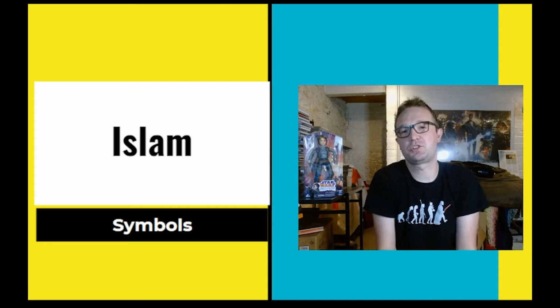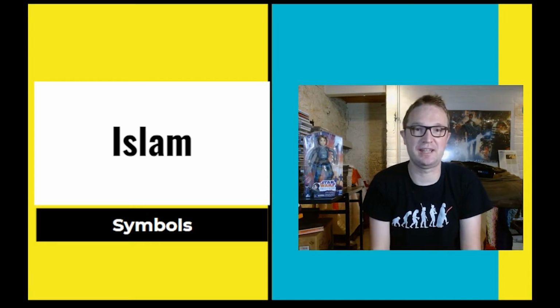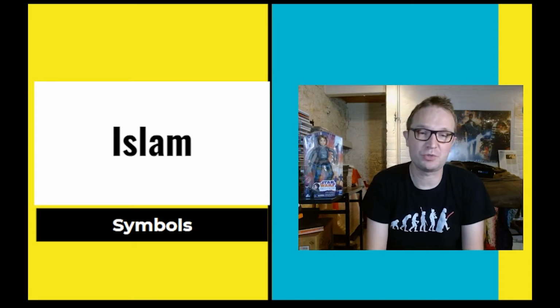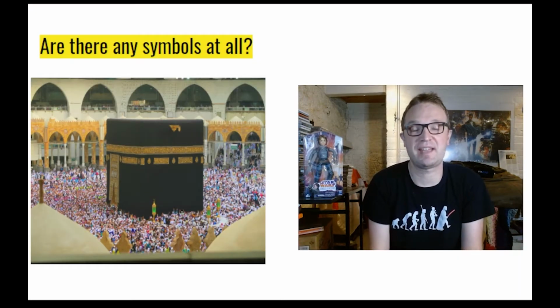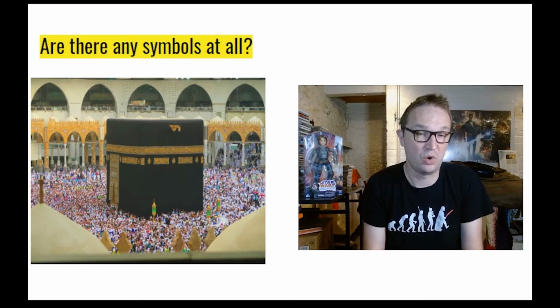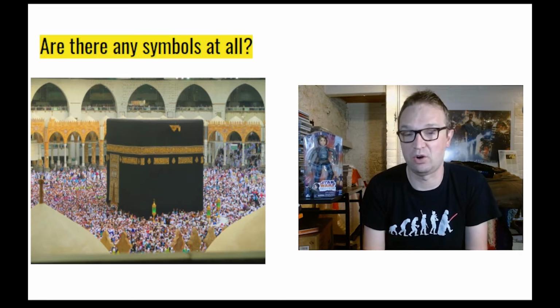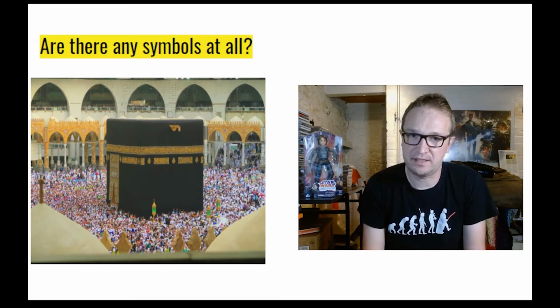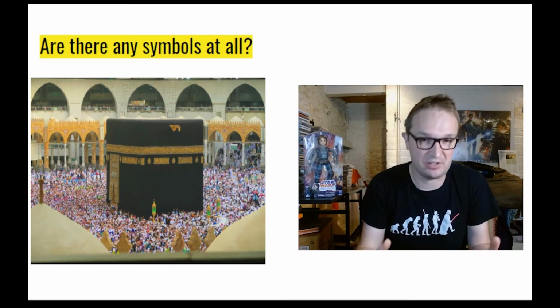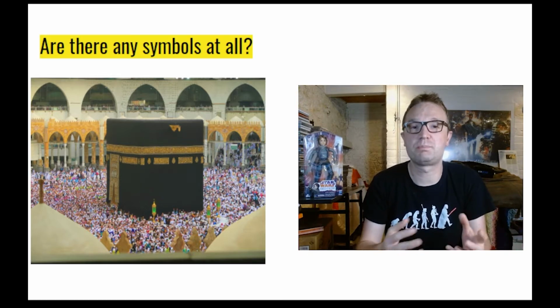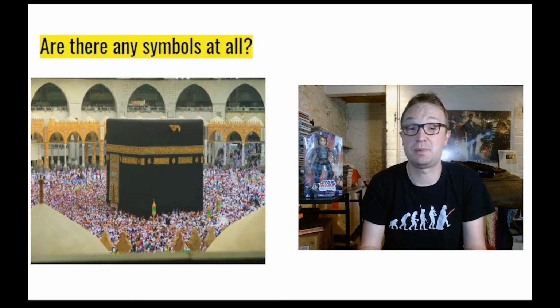So building on last week where we looked at symbols in Hinduism, I thought we'd look at symbols in Islam. In Islam, it is prohibited to have any images of Allah or any images of any of the prophets. Why? This is to stop idol worship. That is when the image, the statue, the picture becomes more important than the thing you're actually worshipping.